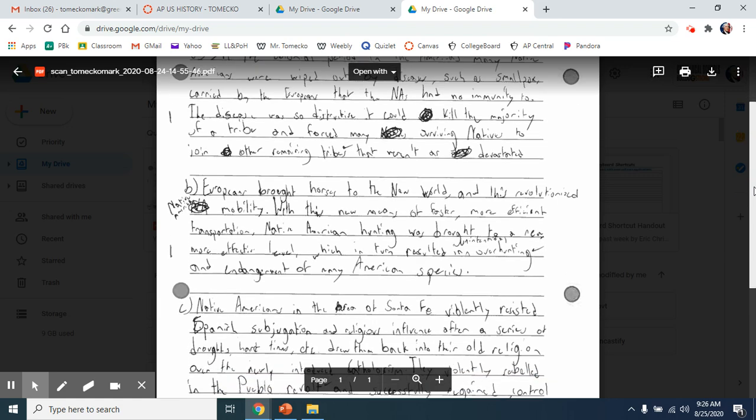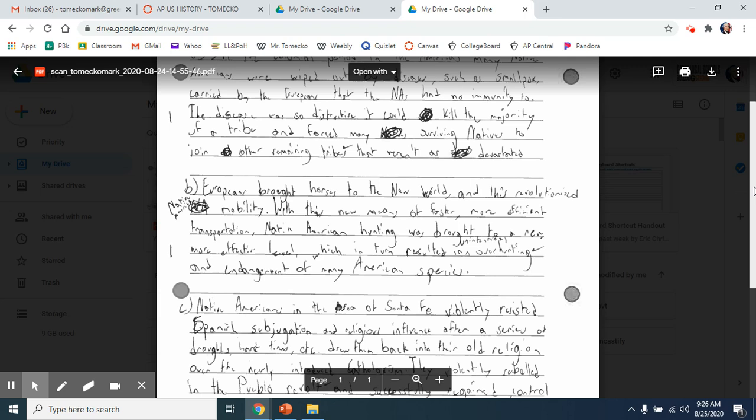I thought this was interesting. Europeans brought horses to the New World. Okay, that's contact, right? That's cause. They brought horses. Now, how did that affect Native American society? That's where you earn the point. He starts by saying this revolutionized Native American mobility. Right? Good. I like where you're going. I want to see that developed, and he does.